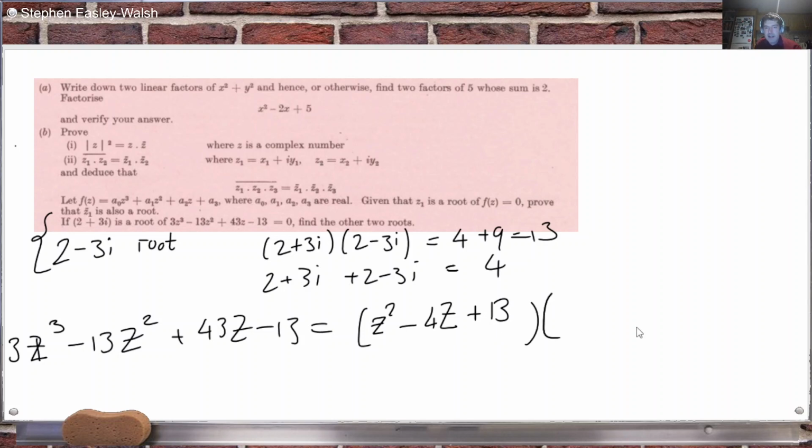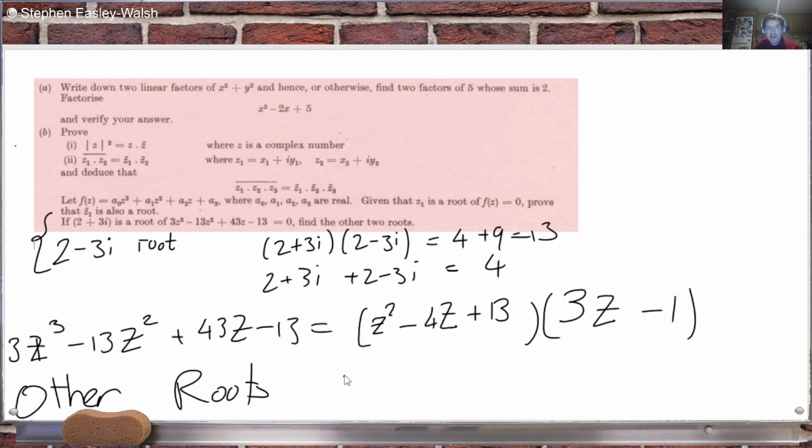And you can see what the last bracket here must be, because when you multiply these out, you should get minus 13 at the back. So that has to be minus 1. And when you multiply the first by the first, you're supposed to get 3. So you have here 3z minus 1. So therefore, the other roots are the conjugate, 2 minus 3i, and 1 over 3. That looks like what the other roots are.